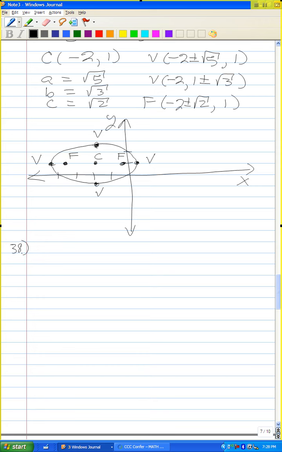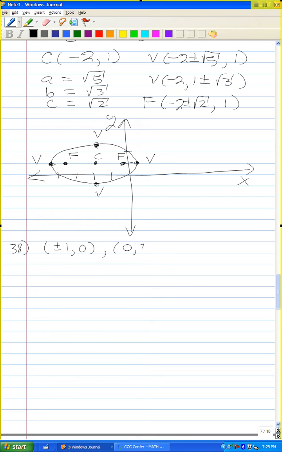In exercises 37 through 40, give the standard form of the equation of an ellipse with center 0, 0, with the given x and y intercepts. So we're given the following intercepts: plus or minus 1, 0, and 0, plus or minus 4.